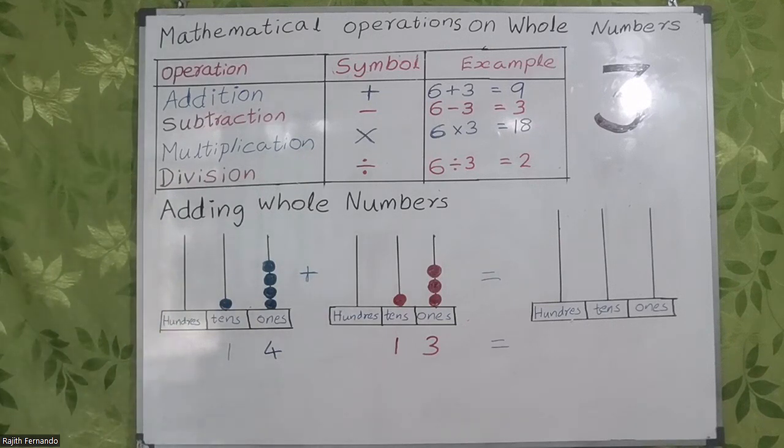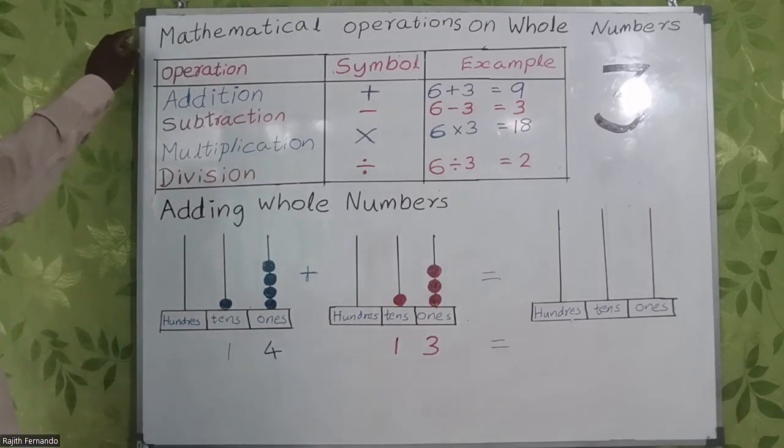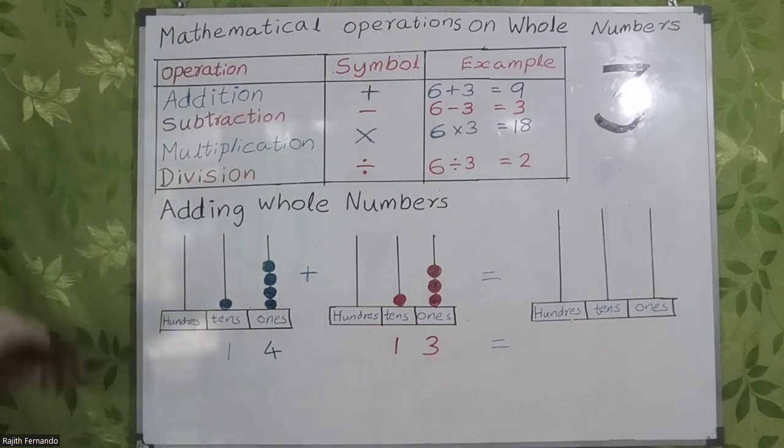First, you had better write down this table, then we can start to learn about the addition of whole numbers. Before the topic of addition of whole numbers, you have to write down our main topic: mathematical operations on whole numbers. That is your third lesson, and this table as a summary you have to write down. Okay, now write down this table.